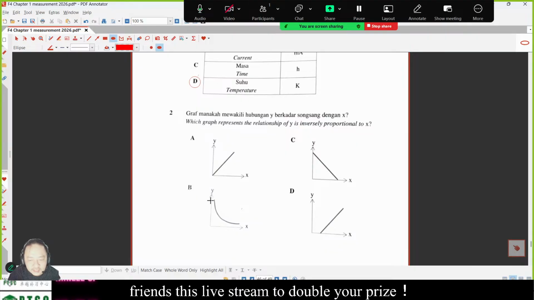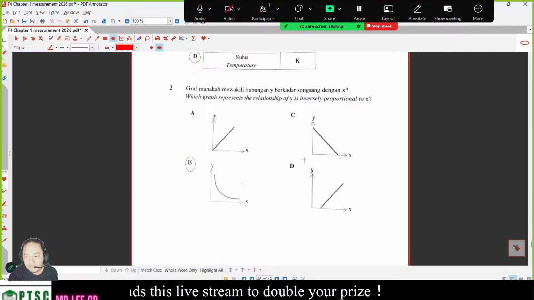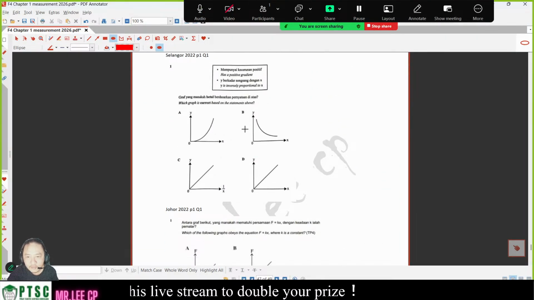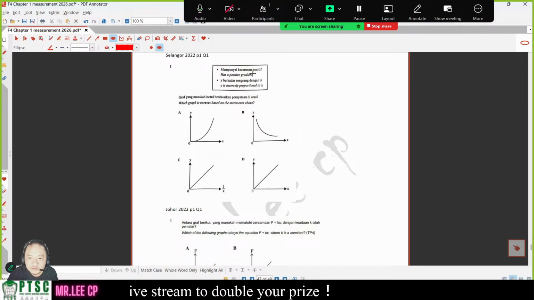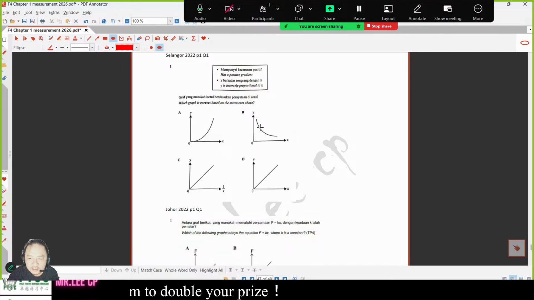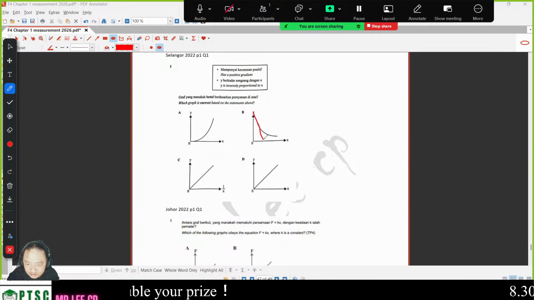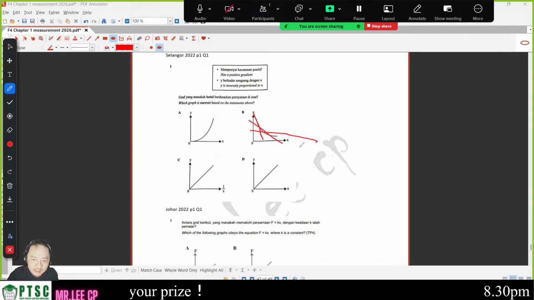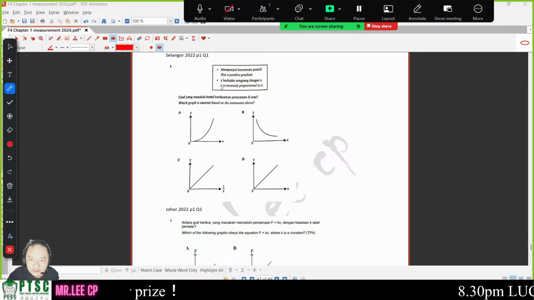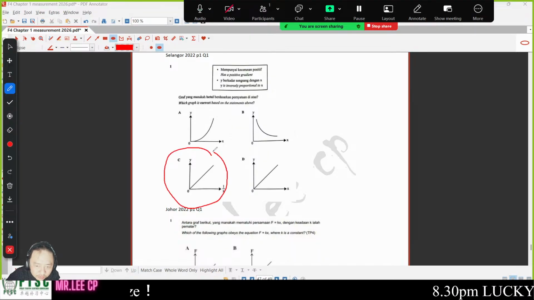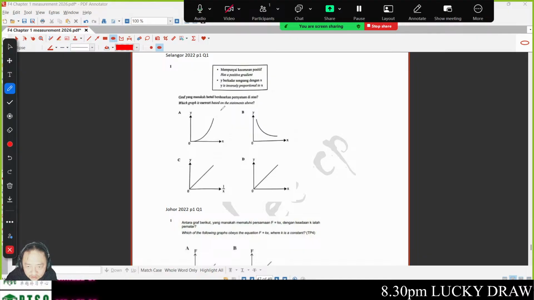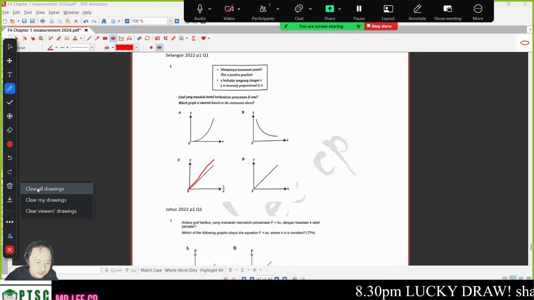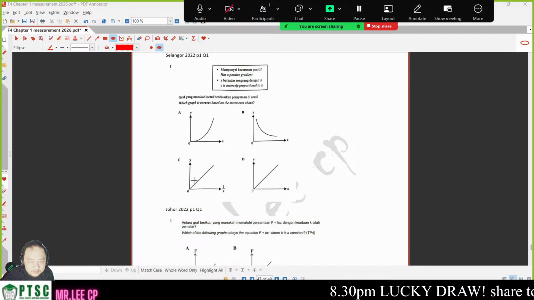Inversely proportional like that. It has a positive gradient and then the inversely proportional. This one is inversely proportional, right? But the gradient here is negative. This gradient is going down, negative. So this one is inversely proportional. Why? Because this one is 1 over x. The gradient is going up, yes, positive. Answer is C.